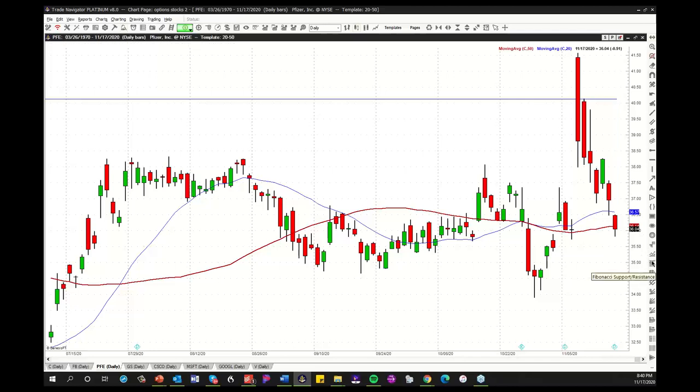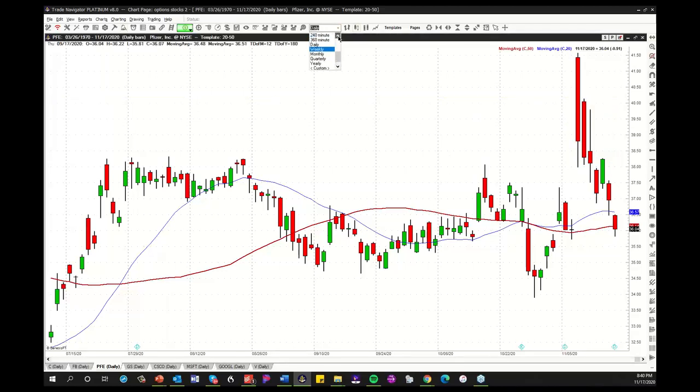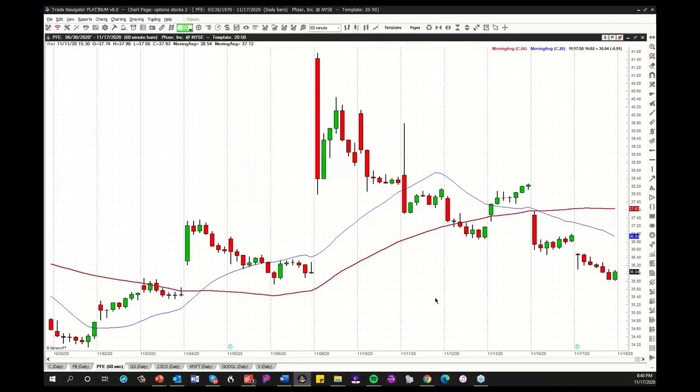Sometimes I'll make a Fibonacci retracement, which I'll do here, assuming the market rallies from here, so these are some retracement levels. But another little secret, a little strategy, is I'll go to an intraday chart to see if there's anything intraday that I see as resistance.